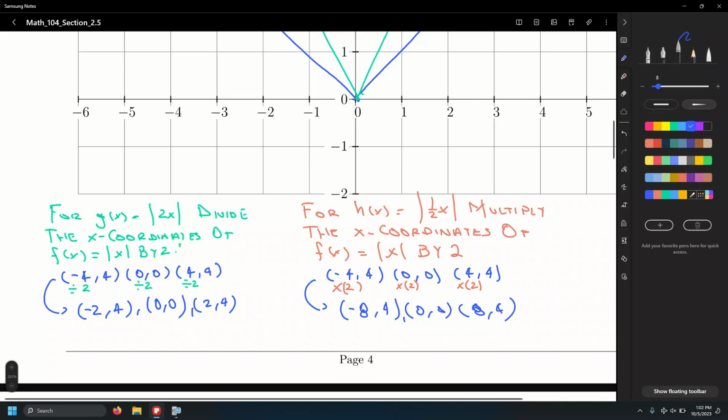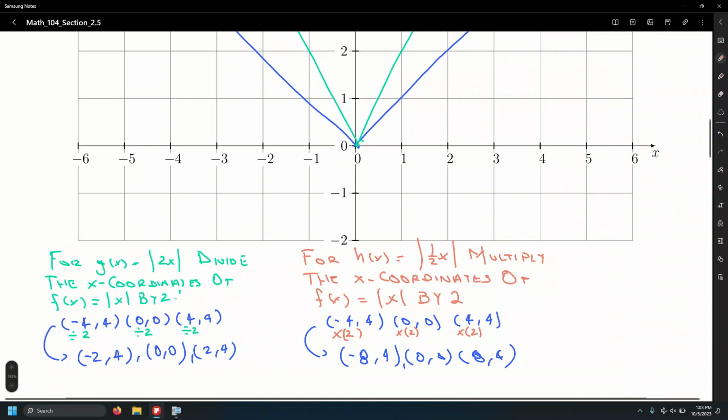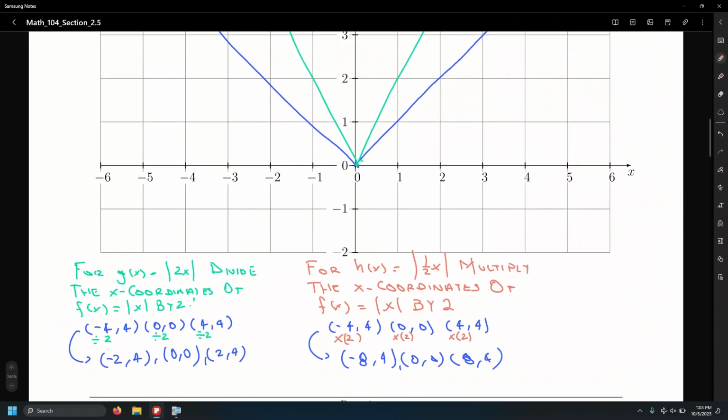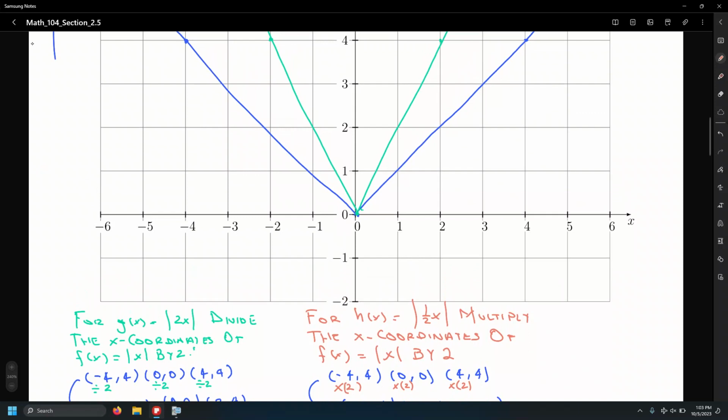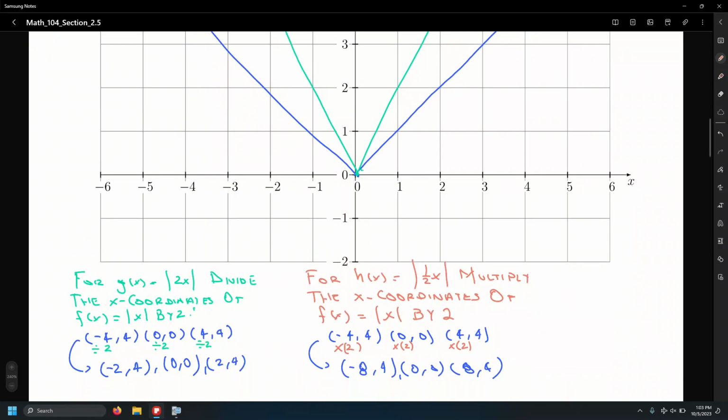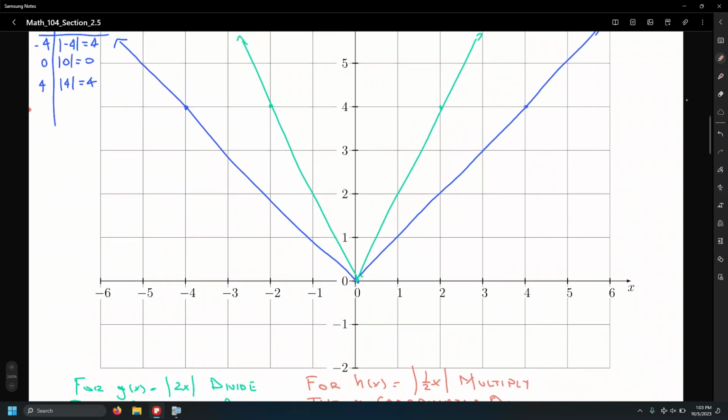So 8, comma 4. And let's plot these points using a different color, the same color I had over here. Okay, so the negative 8 is going to go all the way out, comma 4, somewhere here maybe. And then 8, comma 4, so that'll be all the way here pretty much. So that's going to look like this.